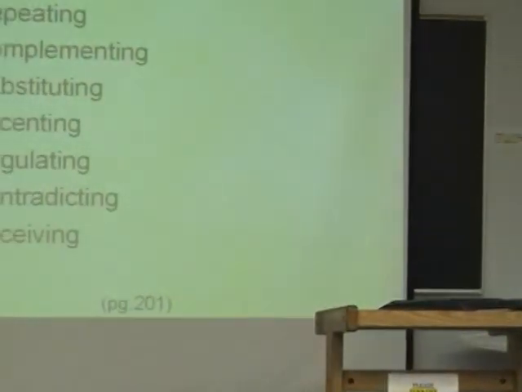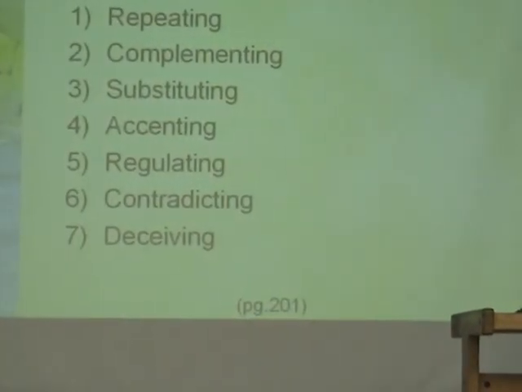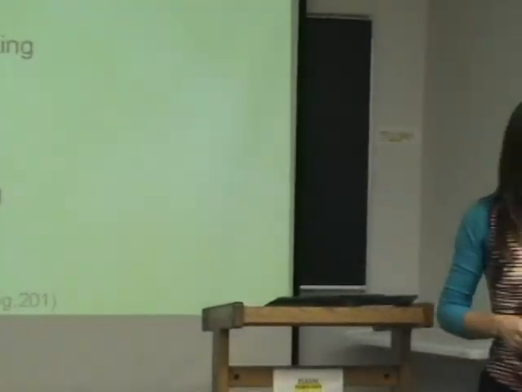Now the fifth function we have is called regulating, and it is to influence the flow in nonverbal communication. I can influence by nodding, showing that I'm interested, by looking away, show that I'm uninterested.